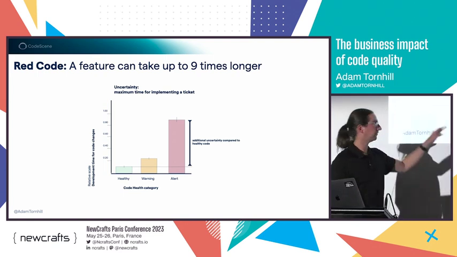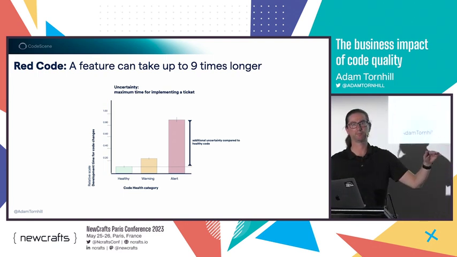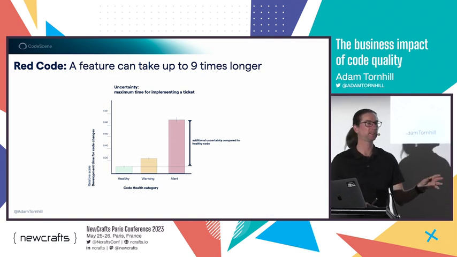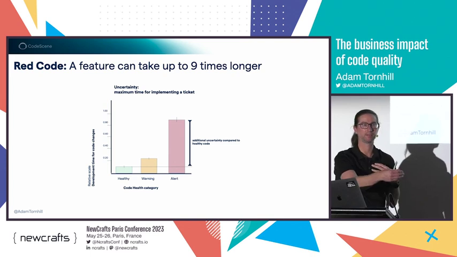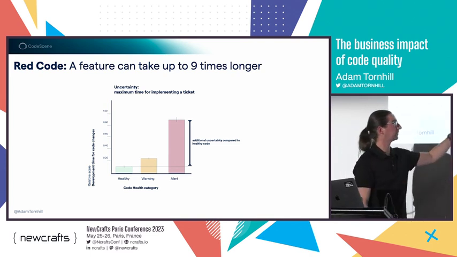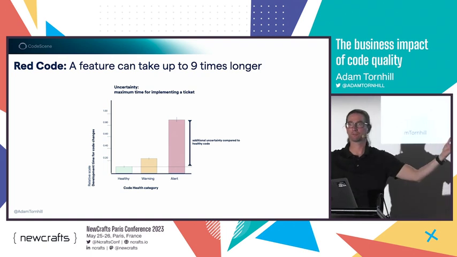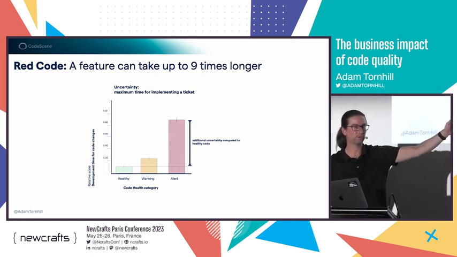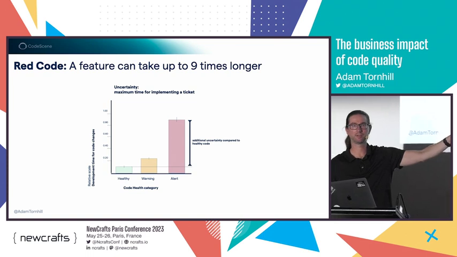It turns out that for green code, the maximum time you will need is very close to the average. And my interpretation is that this simply means that green code is predictable. It takes roughly the same time each time I touch it. Whereas, as you can see for red code, all bets are off. The maximum time can actually be an order of magnitude longer compared to green code.